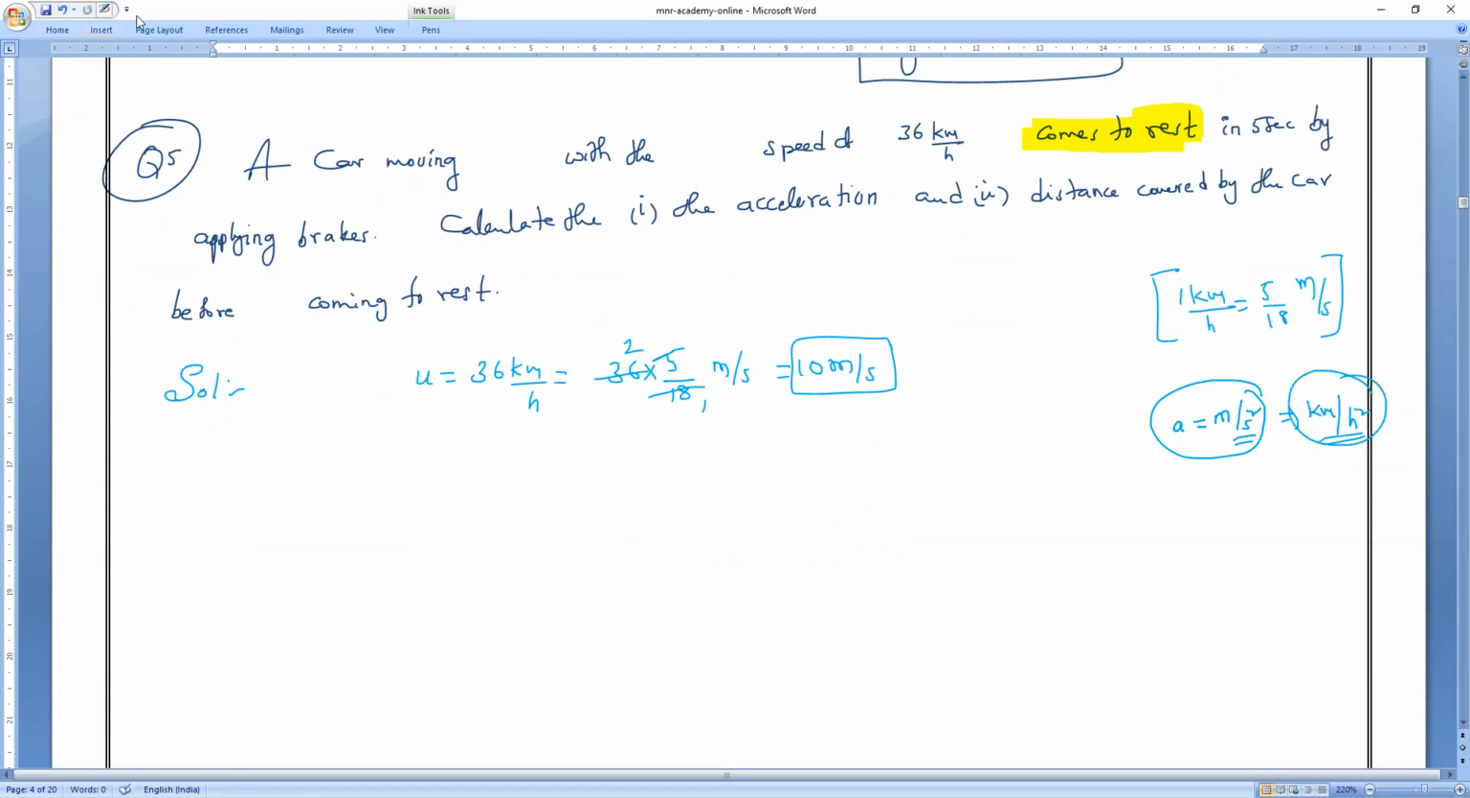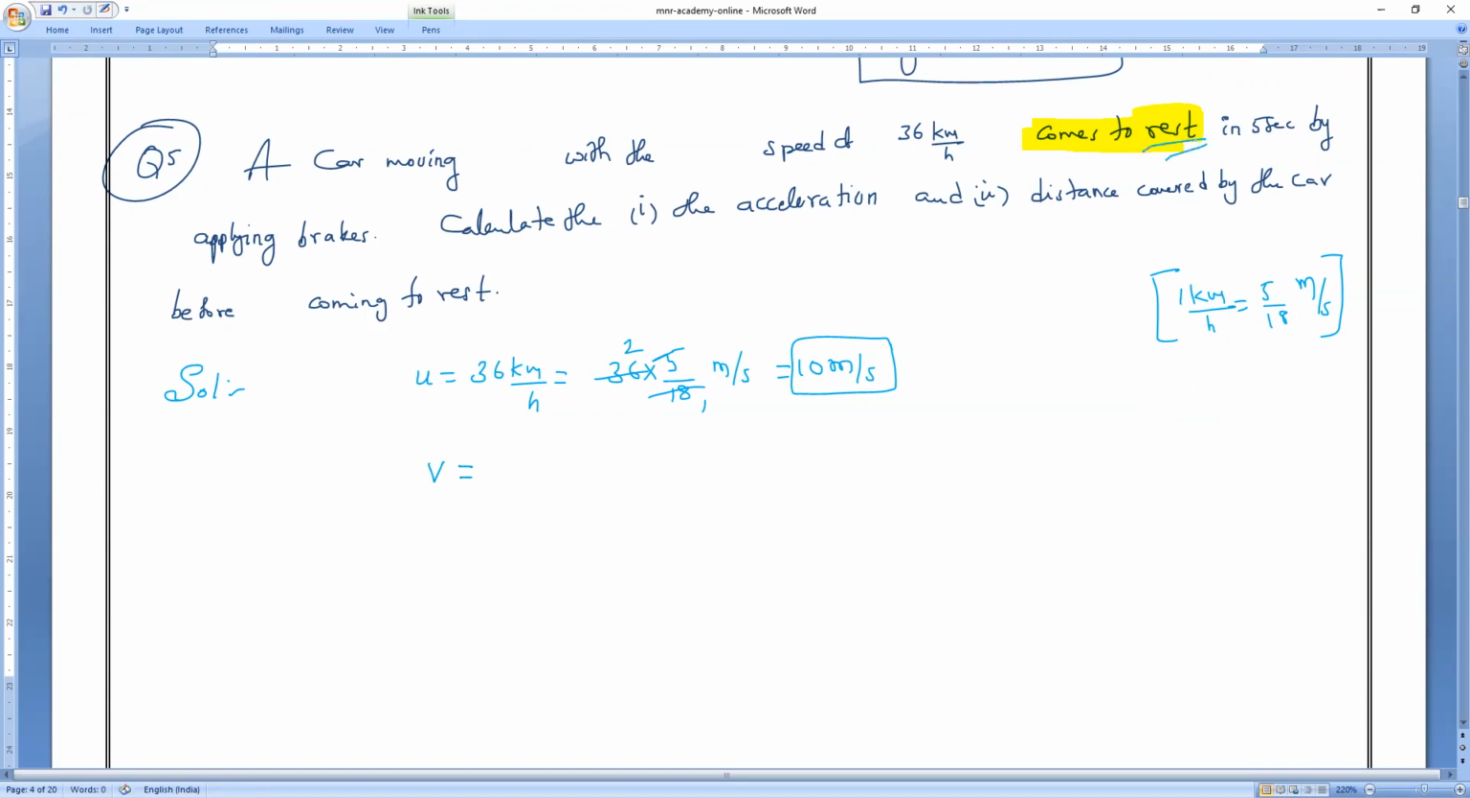So that is the reason we always make all the units into what? Meter per second. Okay, Sanjay, clear? Yes, sir. Because acceleration we want in meter per second square, so we always take velocity in meter per second only.